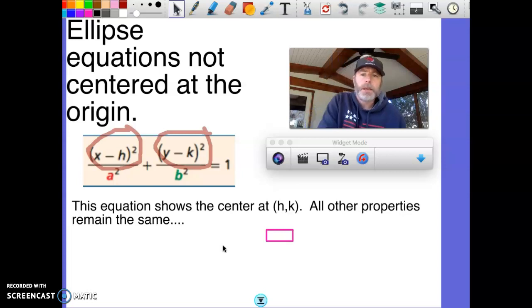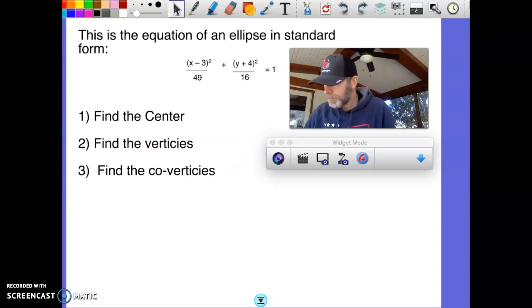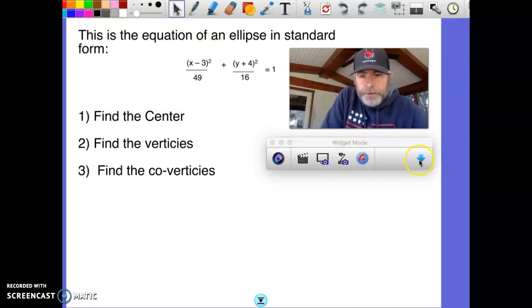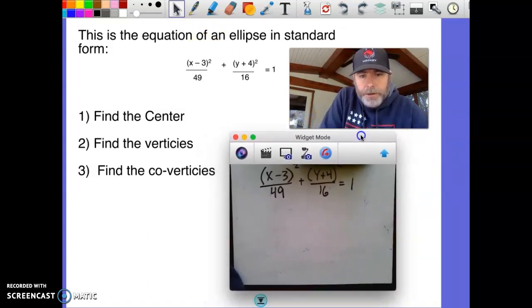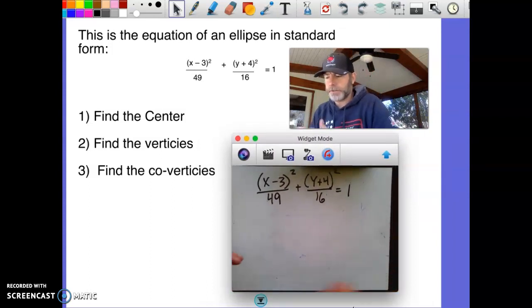So, all right, let's take a peek here. First problem looks like this. Here's an ellipse in standard form. What I'd like for us to do, these are kind of the steps that I would go about solving this problem. So the first thing I would like for you guys to do is to find the center.